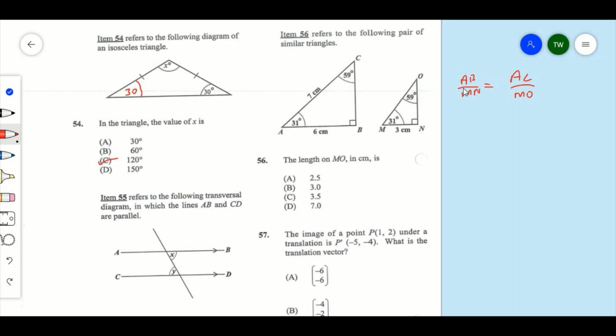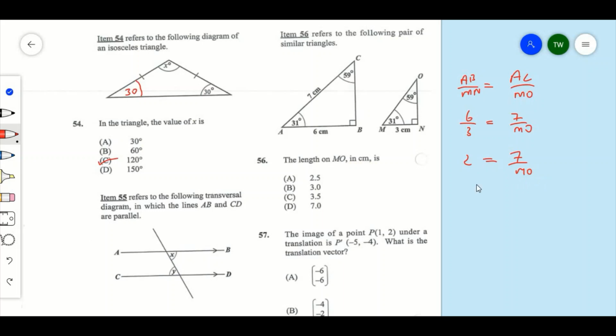Now what we're going to do is substitute the length for each side. So AB is going to equal 6 divided by MN, that's going to be 3, equal to AC, that's going to be 7 over MO. That's what we want to find. Now 6 divided by 3 gives us 2, which is equal to 7 over MO. If we want to find MO, we're going to multiply both sides by MO.